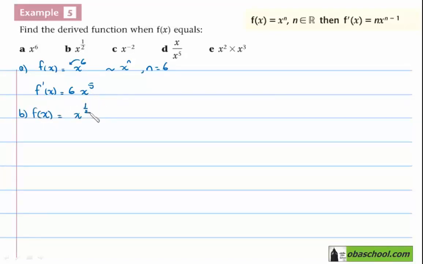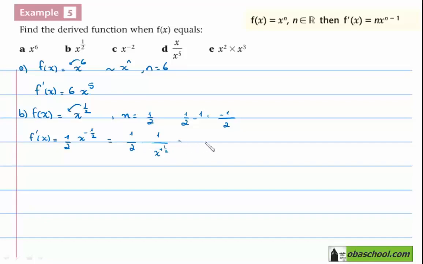B, f of x equal x to the power 1 over 2. Then n equal 1 over 2. Therefore we say f prime of x equal n multiplied by x to the power n minus 1, that is 1 over 2 minus 1, equal to minus 1 over 2. By substitution, it will be half multiplied by x to the power minus 1 over 2. If we want, we can write this as 1 over 2 multiplied by 1 over x to the power 1 over 2.